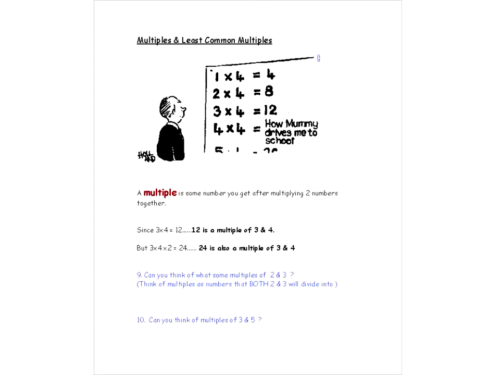And we're starting here on multiples and least common multiples. I just got a little joke here that's showing some multiplying. And when this guy gets to 4 by 4, he writes, "How Mommy drives me to school."